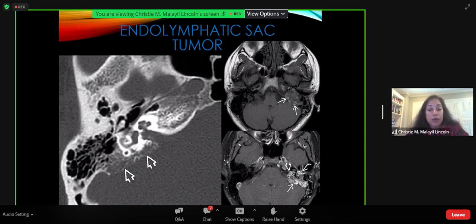Why you need to be aware of this is that it occurs sporadically, but more often than that, it's associated with von Hippel-Lindau. And von Hippel-Lindau is a syndrome where you have cerebellar and spinal cord hemangioblastomas, renal cell carcinomas, pheochromocytomas, renal and pancreatic cysts. In this case, when the endolymphatic sac tumor develops, patients present with sensorineural hearing loss, and the treatment will be surgical resection.